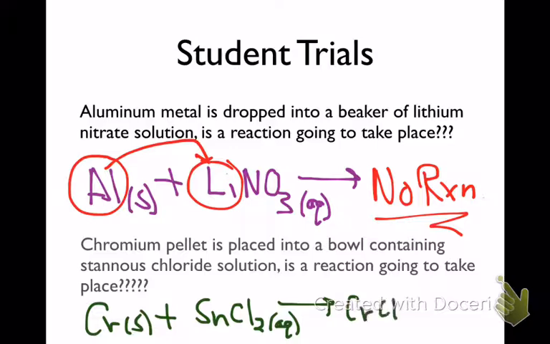Again, let's erase the charges. Chromium is trying to replace tin, and this time, when I look on my activity series, I see that chromium is higher up on that chart than tin is, and therefore chromium is more reactive, and the chromium pushes the tin off. Tin is a metal, it's going to be in the solid state.